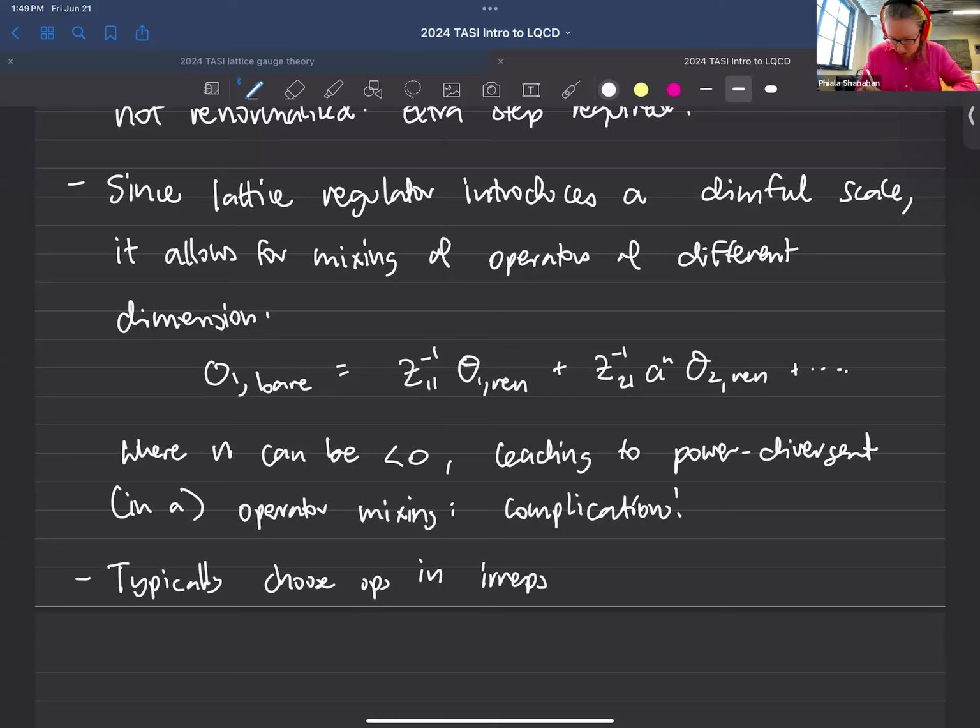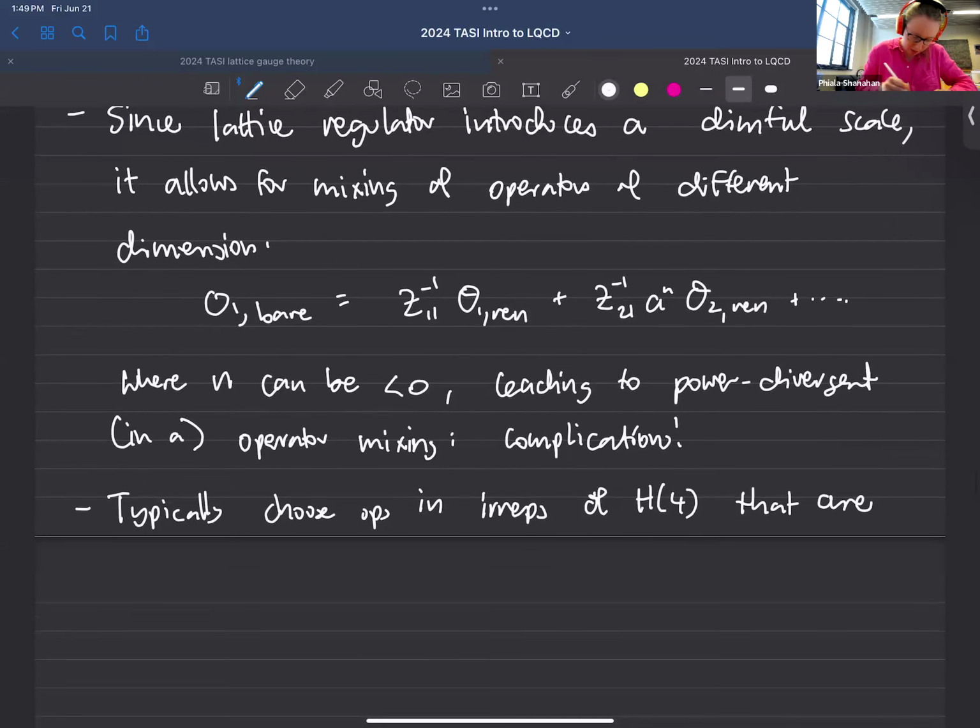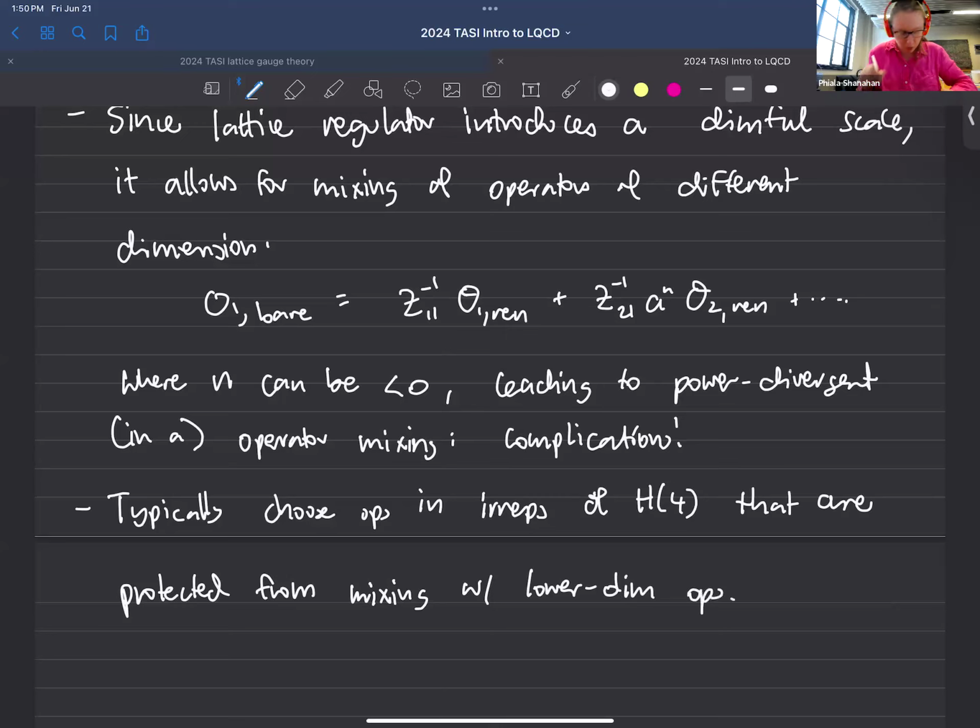So we typically choose operators in irreps of H4 that are protected from mixing with lower dimensional operators. And we compute the remaining non-divergent mixings.